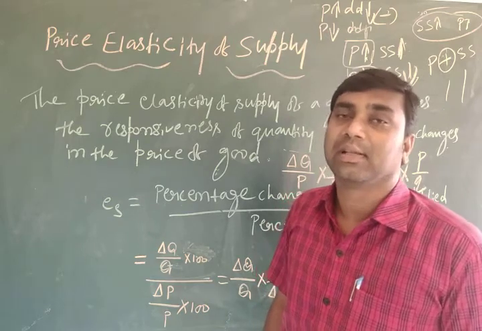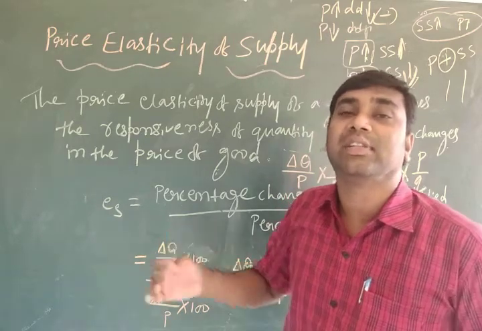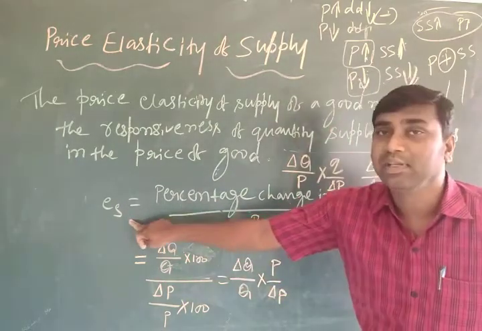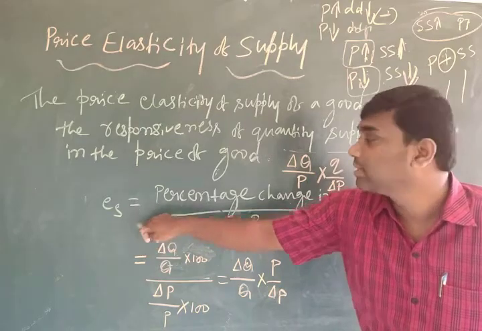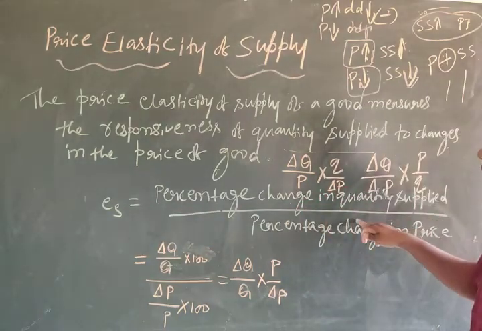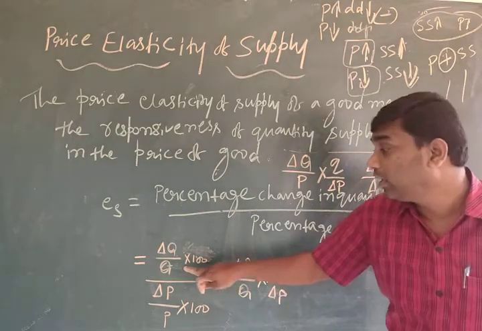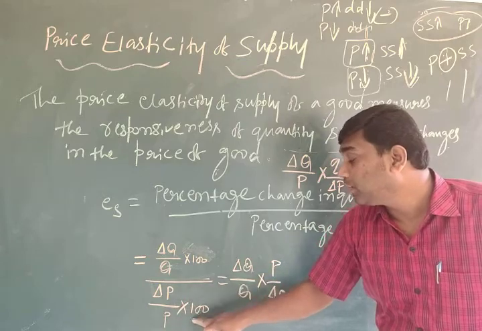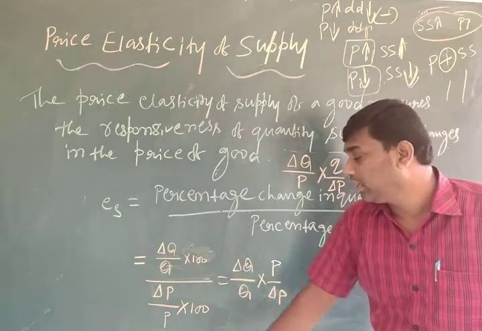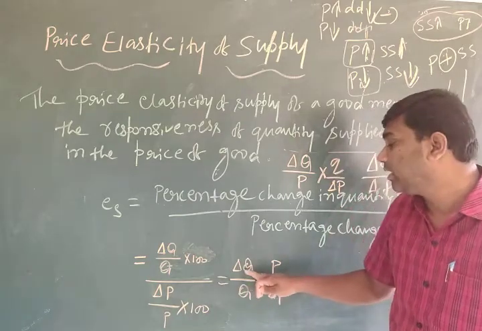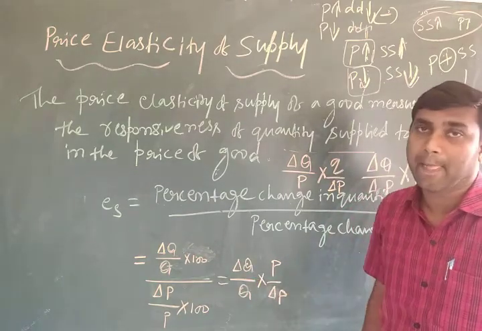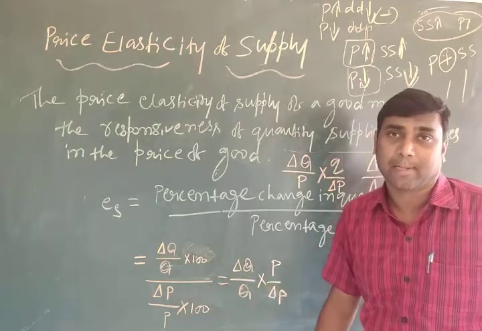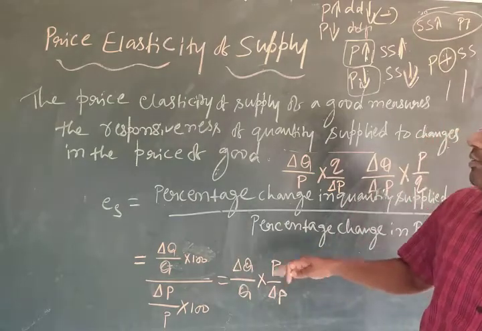Due to changes in the price, the quantity of supply will increase or decrease. But how much it changes, we can identify with the help of this formula. ES means the elasticity of supply, that is percentage change in quantity of supply divided by percentage change in price. The formula is delta Q by Q into 100 divided by delta P by P into 100. Here delta Q is the change in quantity and delta P is the change in price. Delta Q divided by Q into P by delta P. Q is the original quantity, delta Q is the change in quantity, P is the original price, and delta P is the change in the price.